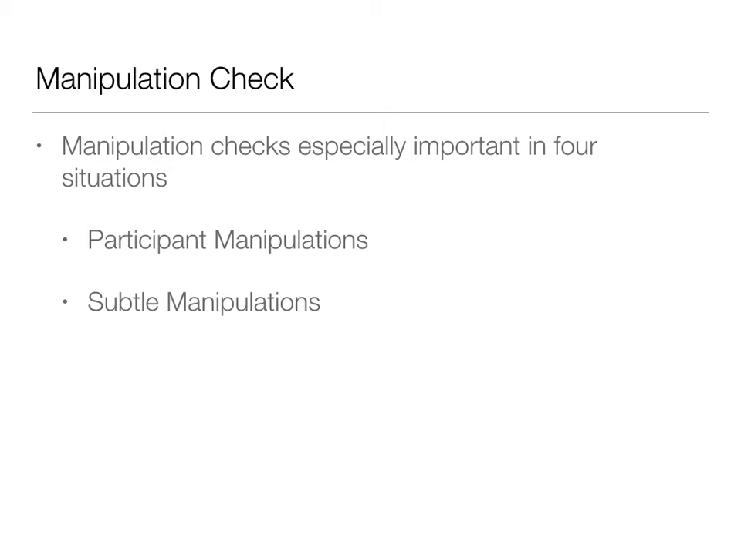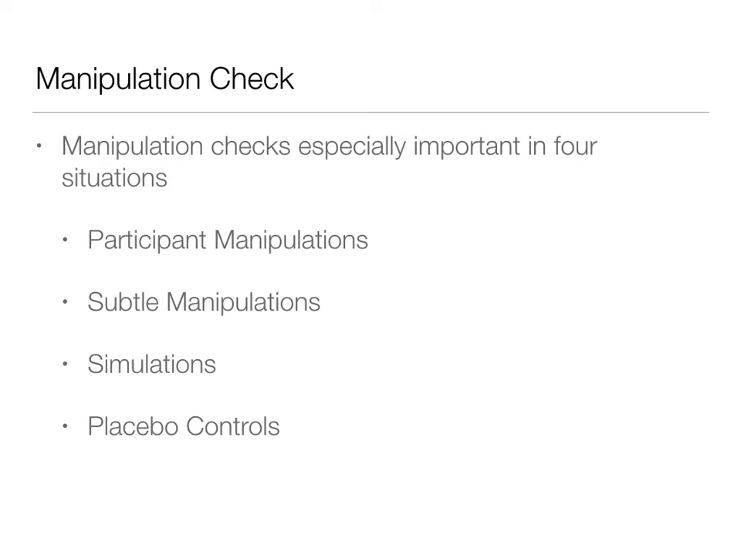Other situations where it's important would be really subtle manipulations. So again, if you were doing a naturalistic experiment, say you were looking at door opening, seeing other people open the door, whether that makes you more likely to open the door. And so we have a confederate out there opening a door for students and seeing if other students then hold the door for other people. But you have to make sure that people saw that little tiny manipulation of the confederate opening the door, okay? So those subtle manipulations are important. In any kind of simulation, we really need to make sure that that's happening as well.